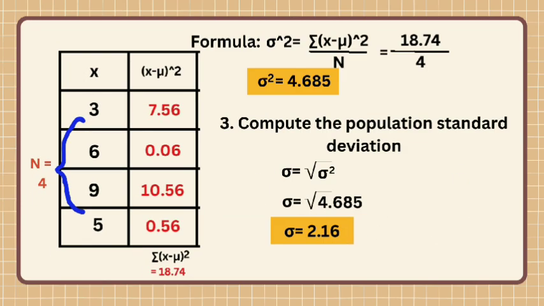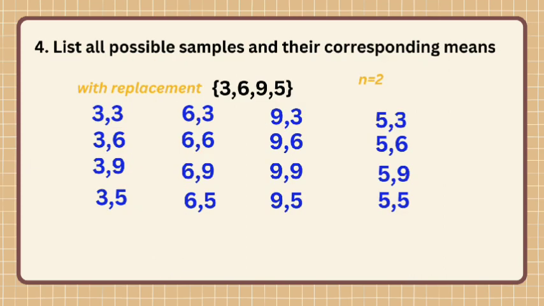The third step in constructing the sampling distribution of the sample means is to compute the population standard deviation. The formula for the population standard deviation is the square root of the population variance. Since we have the population variance, which is 4.685, you just take the square root, and that would give us 2.16. That 2.16 is our answer for the population standard deviation.